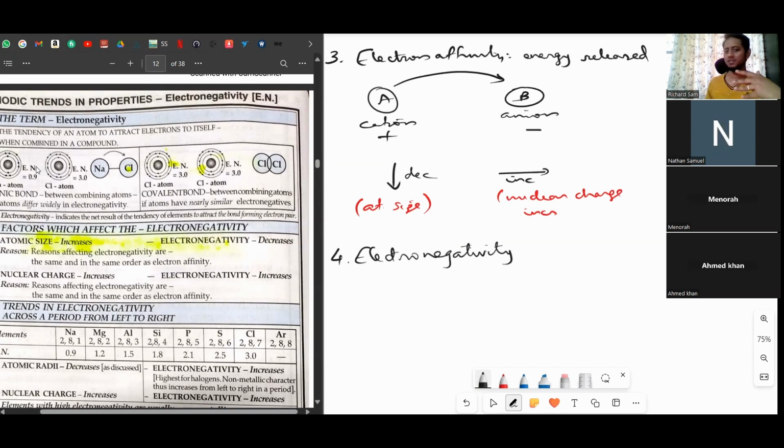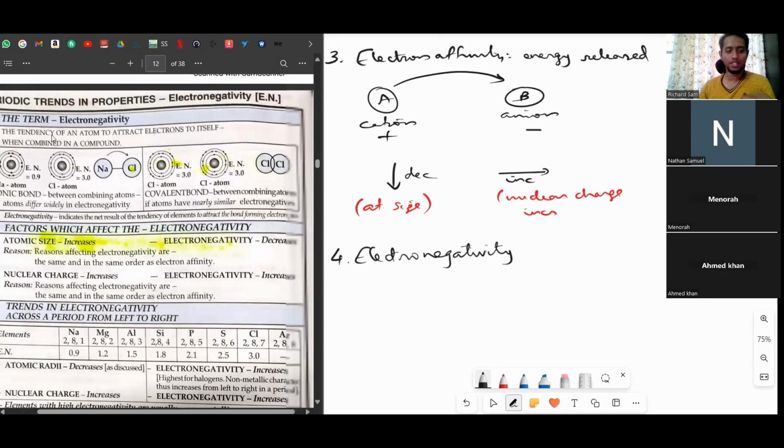Why does it want to be negative? To stay stable. Because chlorine has 7 electrons, it wants to attract that 1 electron and become 8. Its aim is to become stable. Yes, it will become negative, but that's not the priority. It wants to become stable. So that tendency to attract electrons is called electronegativity.